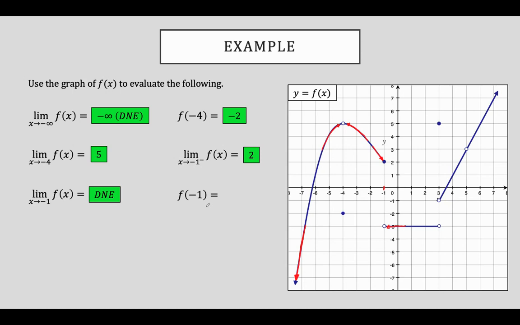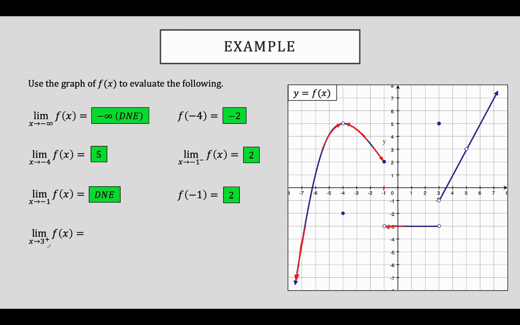f of negative 1. Again, this is not a limit problem. This is telling us what is the function value associated with the x-coordinate of negative 1. Well, when I plug in negative 1, we are going to get out 2, as seen by this closed circle. Notice we don't get out negative 3 because down here we have an open endpoint, an open circle.